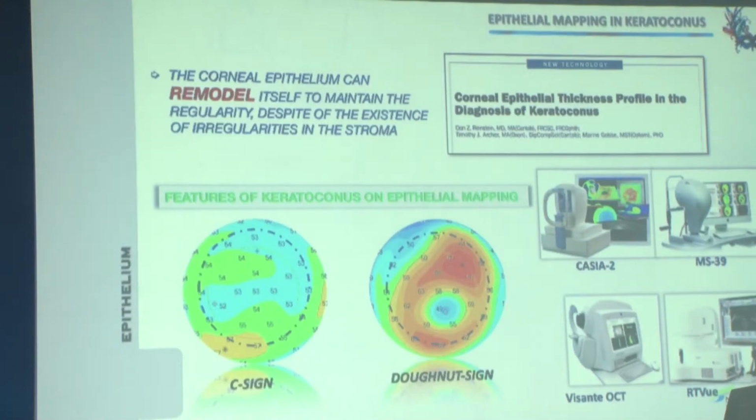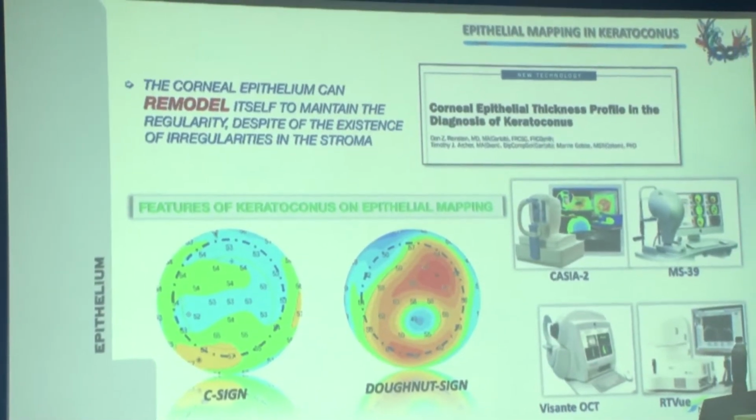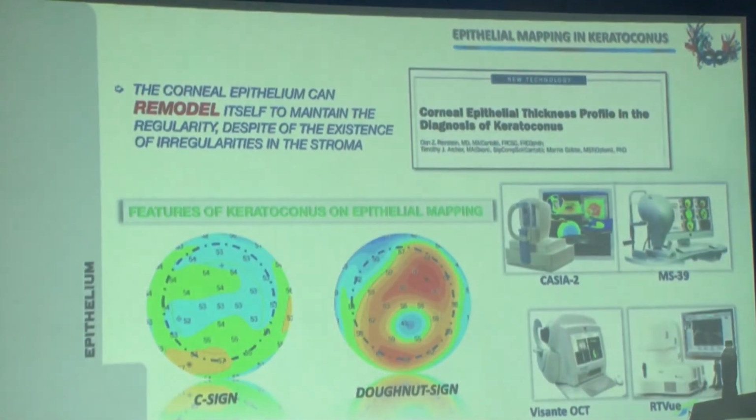Coming to epithelium, we do know that epithelium holds a very important role when it comes to keratoconus. Epithelium will be quite regular in a normal patient, but when a patient has suspect keratoconus or is developing keratoconus, you see this classic sign of a donut pattern. If you see a C pattern here, a blue area surrounded by a green area, this is called a C sign. You usually see this when the patients have suspect keratoconic eyes or are developing keratoconus. But in patients with frank keratoconus, you'll see a donut sign.